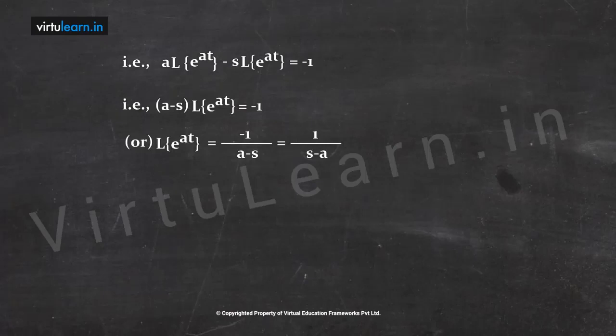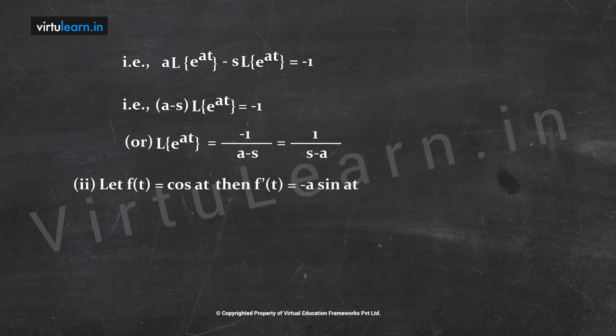Now in the same way, I want to derive the Laplace transform of cos at. You know very well the formula for cos at is s by s square plus a square. Then how should I get this formula? By using this concept. Let f of t equal cos at. Then f dash of t is how much? Minus a into sin at.